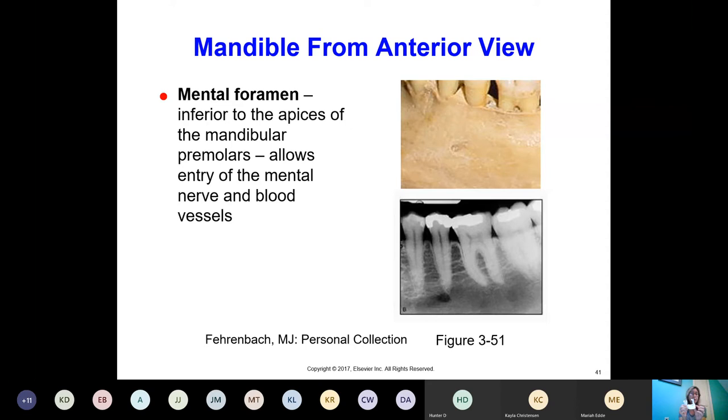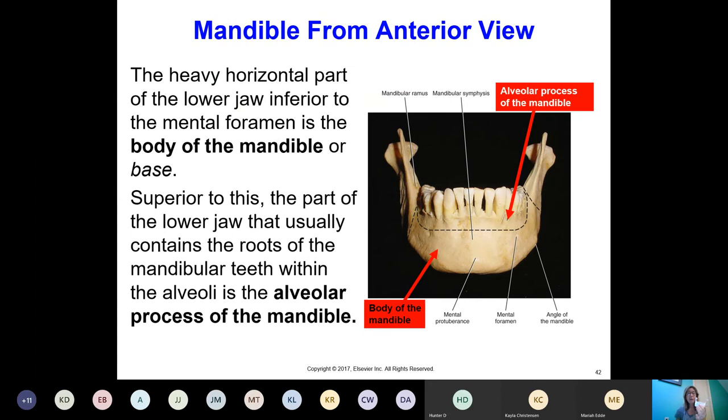And so as she was saying, here are the parts of the mandible. We're going to start with the body of the mandible. The body of the mandible is called the base. So it's the heavy horizontal part of the lower jaw inferior to the mental foramen. So you see the mental foramen right here, and it's right below it, it's inferior. And you can feel the edge of it on your face. If you press underneath your jaw area, that's the body of the mandible or the base. It's pretty thick and solid.